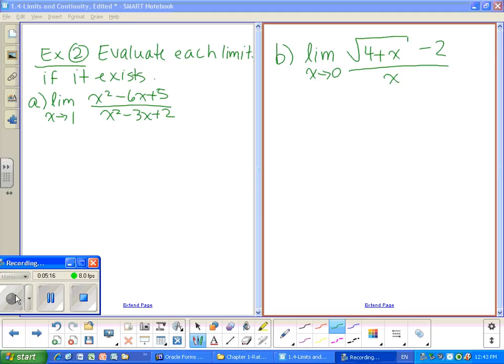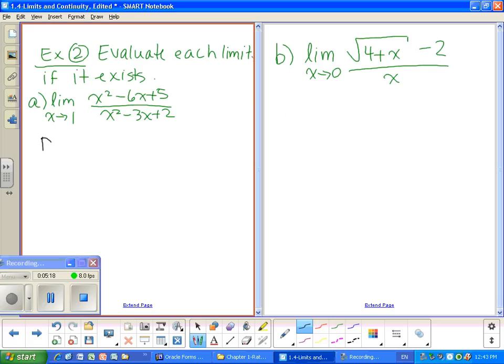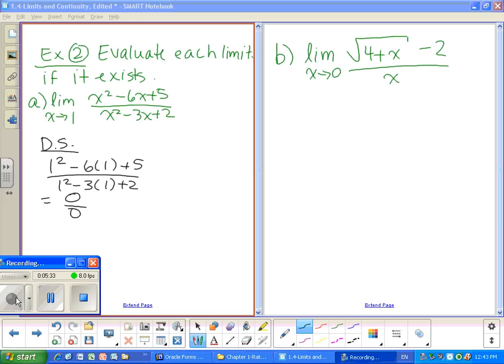Over. So let's do that direct substitution. I'm just going to write DS so we know. And if we plug that in, we have 1 squared minus 6 times 1 plus 5 over 1 squared minus 3 times 1 plus 2. And what does that equal? Uh-oh. The strategy that you wanted to pick would be factoring.